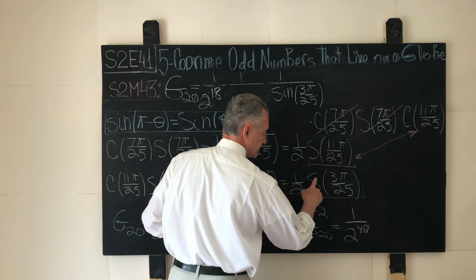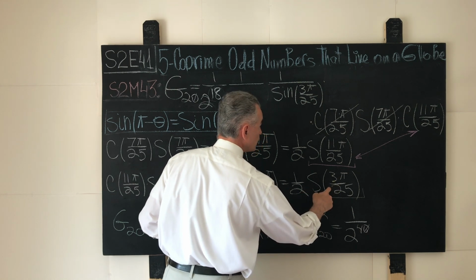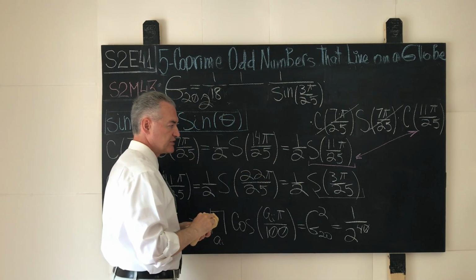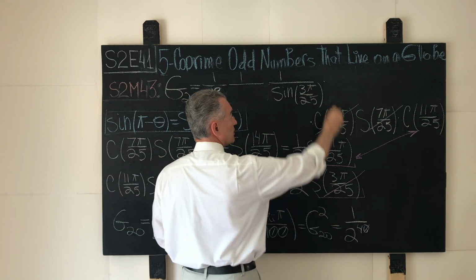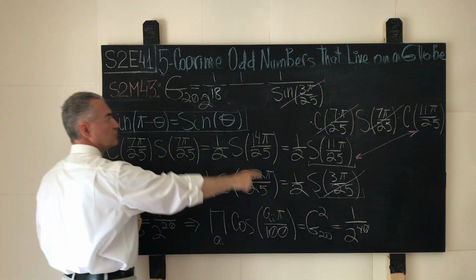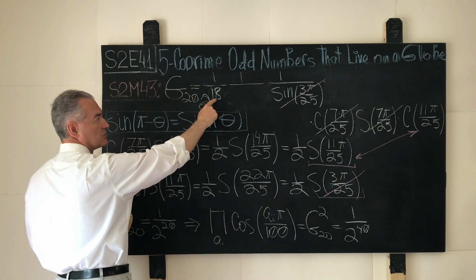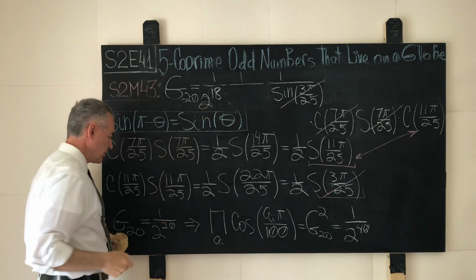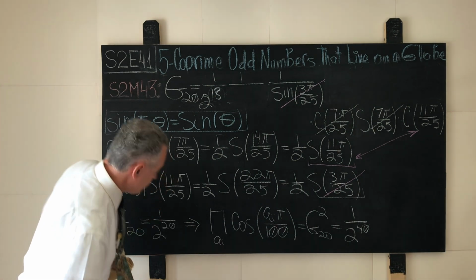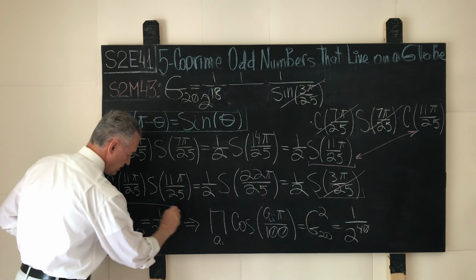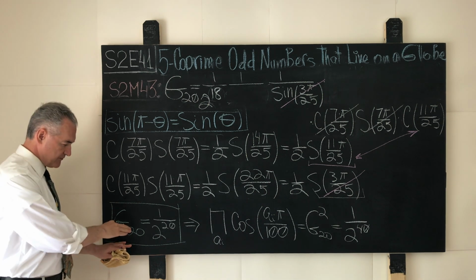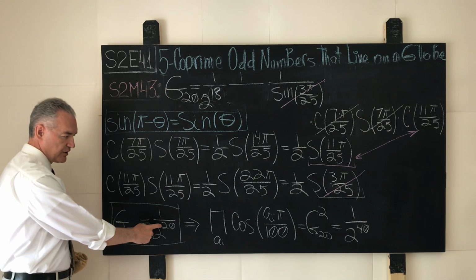And look again, another magical coincidence. We have the sine of 3 pi over 25 in the numerator and the sine of 3 pi over 25 in the denominator. What happens next? These trigonometric functions cancel each other out. 2 copies of 2 picked up over here: 2 to the power 18 plus 2 is 20. So now we have the following result. The value of the product of 20 cosines, to which we referred before as G20, is 1 over 2 to the 20th power.